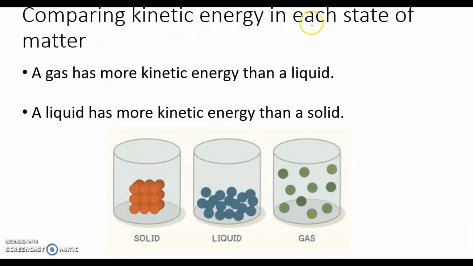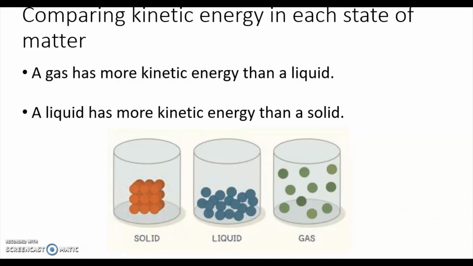Compare kinetic energy in each state of matter. A gas has more kinetic energy than a liquid. Look, it's moving. A lot of movement has more kinetic energy than a liquid. What do you think about the liquid compared with a solid? A liquid, again, has more kinetic energy than a solid. It's moving more, so it has more kinetic energy, right? So look, the most kinetic energy, a little less, the least kinetic energy. This has a lot of kinetic energy, a little less, very little kinetic energy.